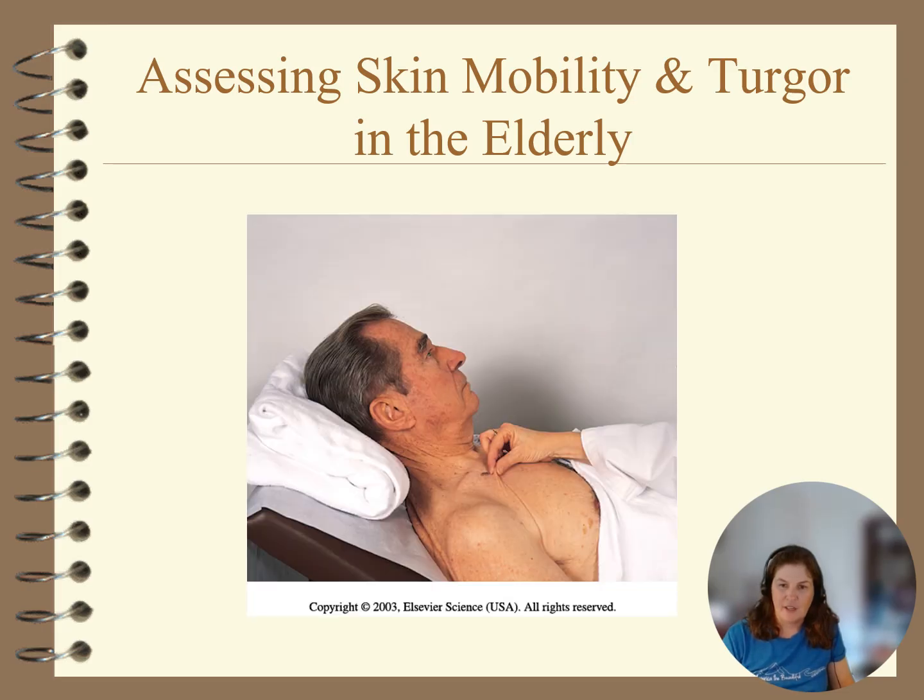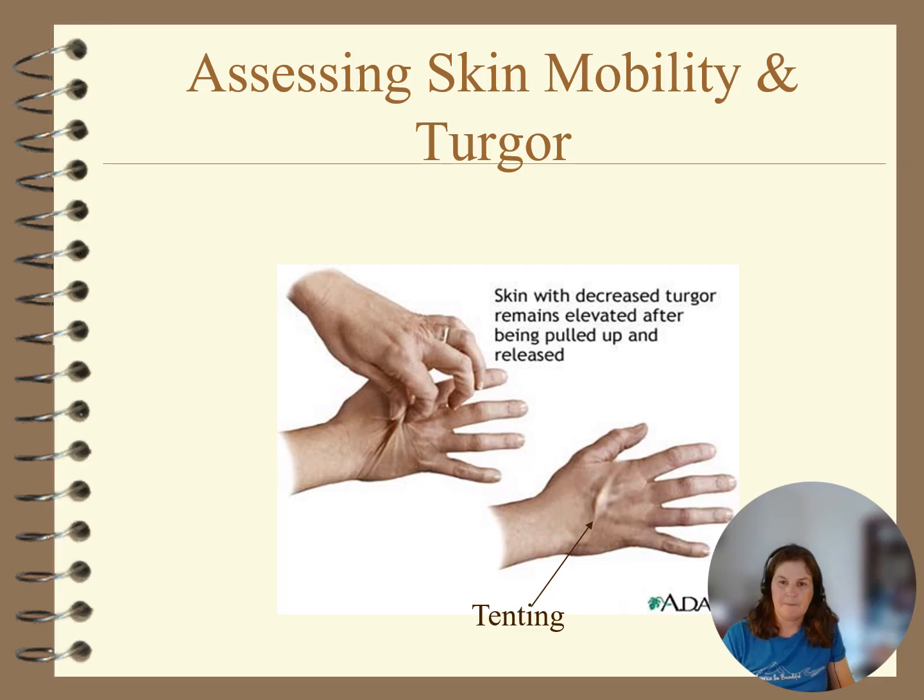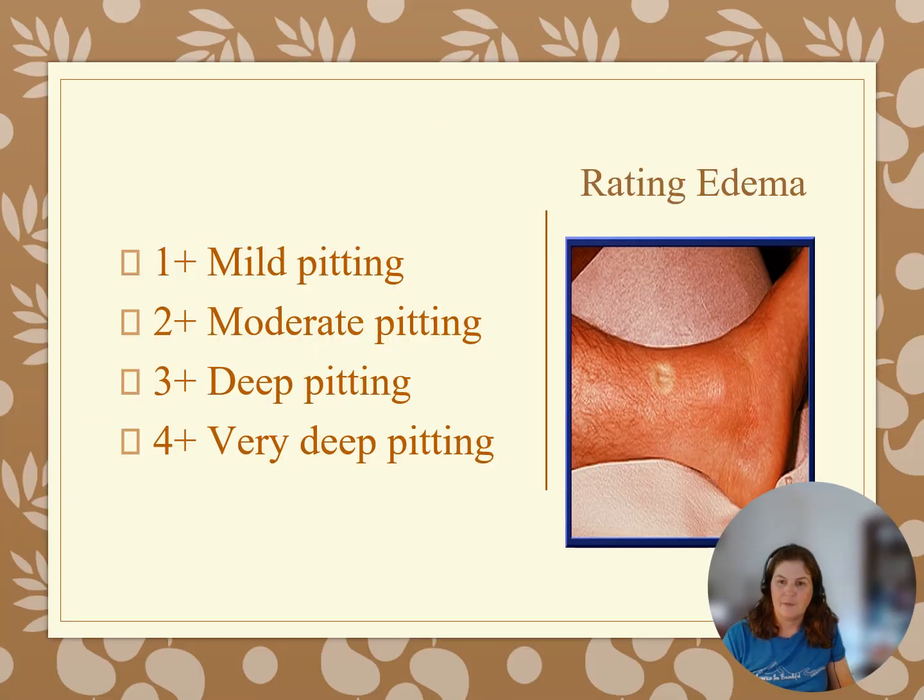Okay, this is checking turgor right here. And again, turgor testing, tenting, that's when that individual needs more fluids, I can tell you that right now. All right, rating edema: 1+, mild pitting, moderate pitting, deep, and very deep.